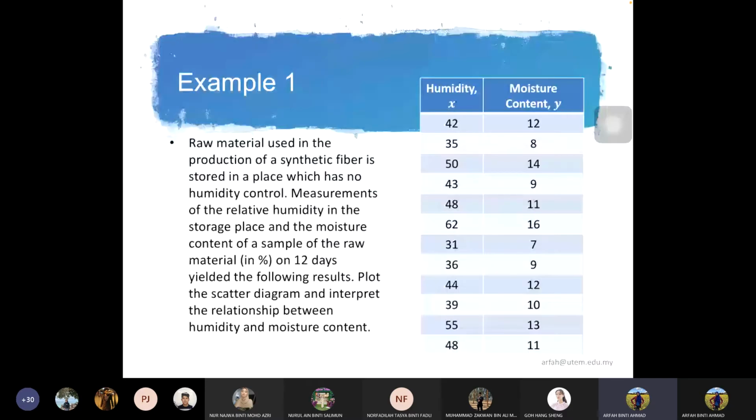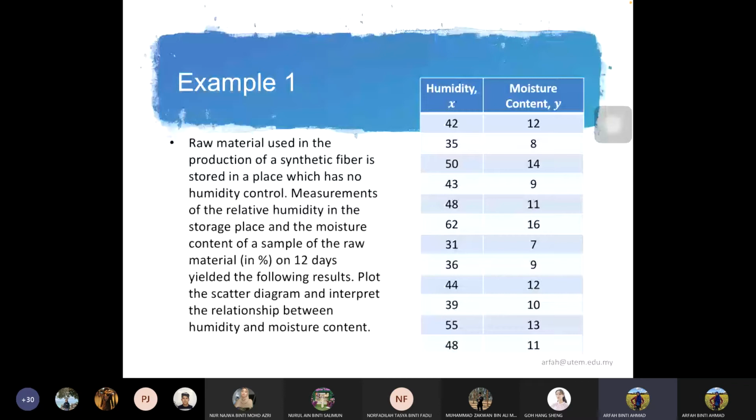Okay. Example 1. Okay. Raw material is used in the production of synthetic fiber and it is stored in a place which has no humidity control. Measurement of the relative humidity in the storage place and the moisture content on a sample of the raw material in percentage on 12 day yield the following results. So plot the scatter diagram and interpret the relationship between humidity and moisture content.